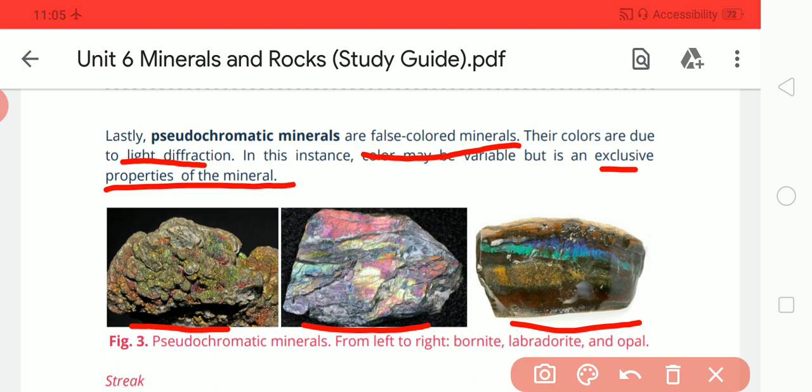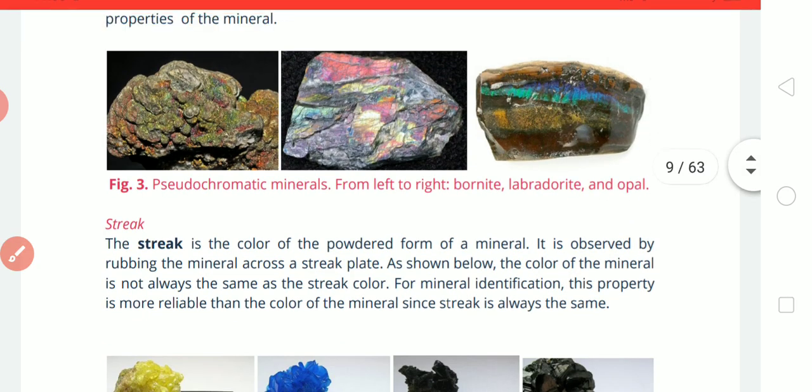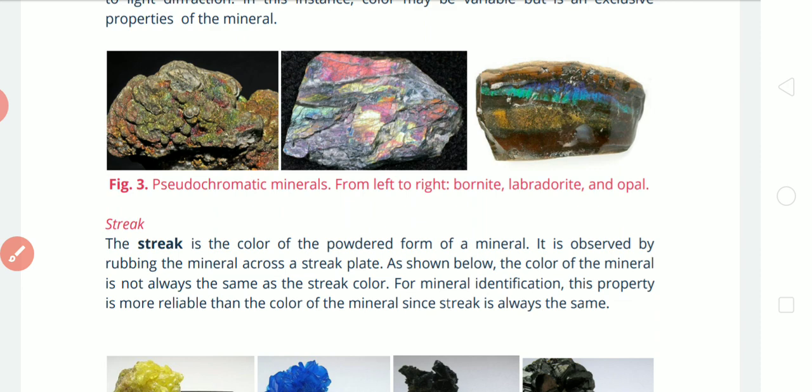So, we have here, on the left, the bornite. In the center is labradorite. And the next one is the opal. Ganda ng kulay ng opal. Okay, since we are done with the physical properties, specifically the first physical property of a mineral, which is color, let us proceed to streak.